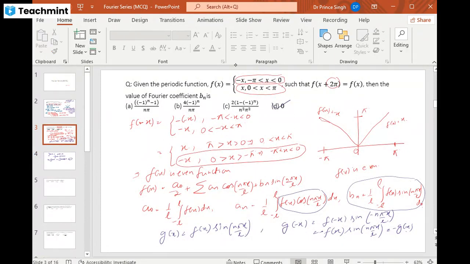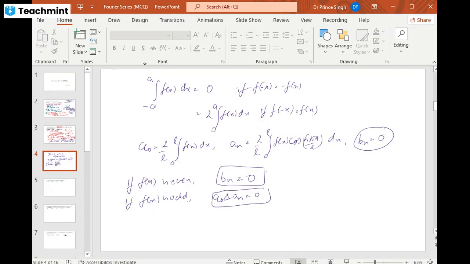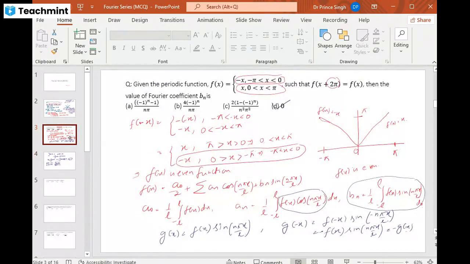So whenever your function is even or odd, we can simply use this particular condition: if f of x is an even function, then the value of the Fourier coefficient Bn is 0. And if your function f of x is odd, then a naught and an, both of them are 0, right? So we simply remember this condition. Because in this case we have checked that our function is even, we can directly conclude that the value of the Fourier coefficient Bn is 0.